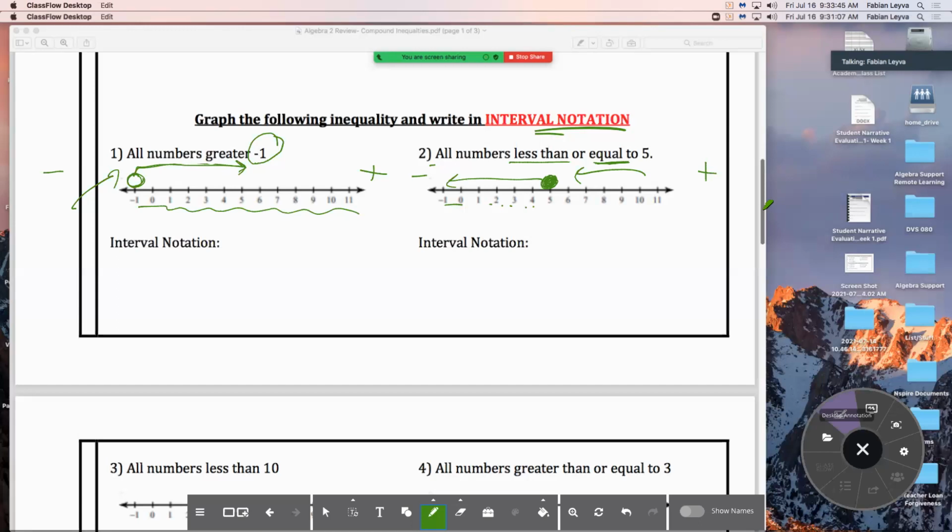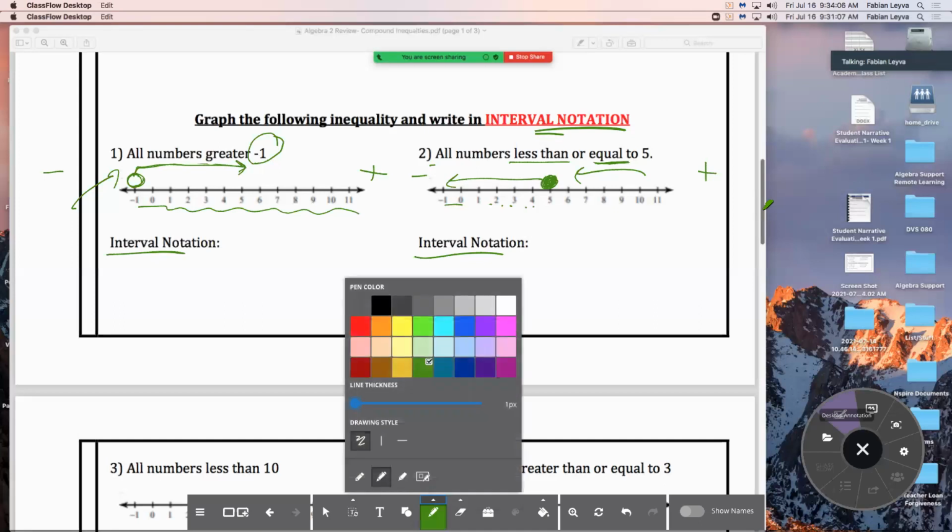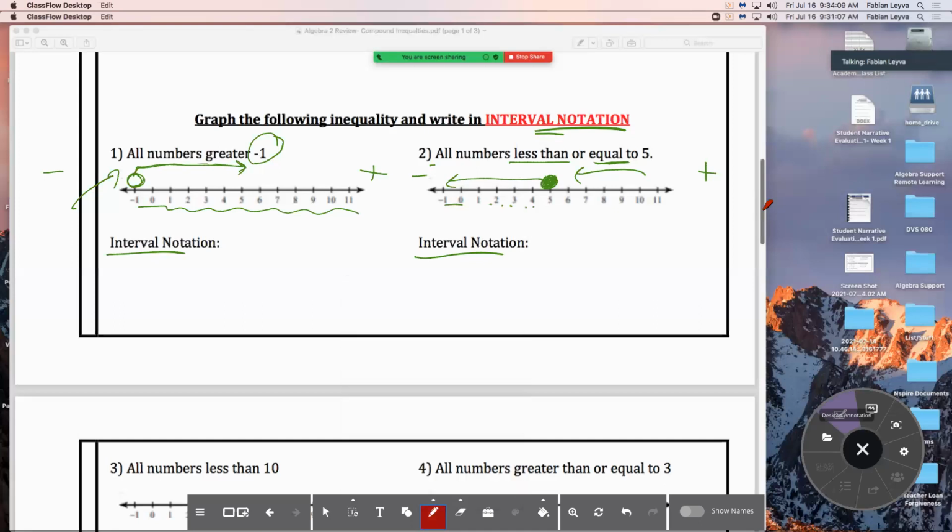Now, again, this is how we graph inequalities, or at least the start of how to, but I also want you guys to be able to put it in interval notation. Now, interval notation is just a really quick shorthand way of writing down the least and greatest values that you're looking for. So if I look at number 1 here, let me change colors so that you can see what I'm emphasizing.